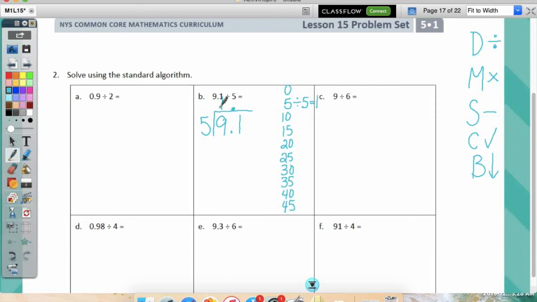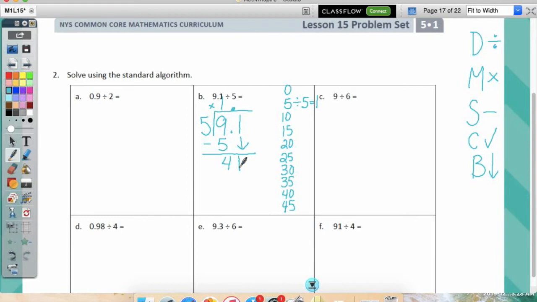Okay. Isaac, what do I do now? Multiply. What two numbers? 5 and 1. And 9 minus 5 is what, boys and girls? 4. What do I do now? Check. What do I check? 4 is lower than 5. Is it? Yes. So I bring down a 1.